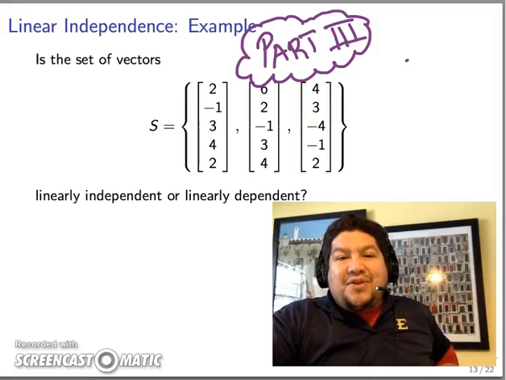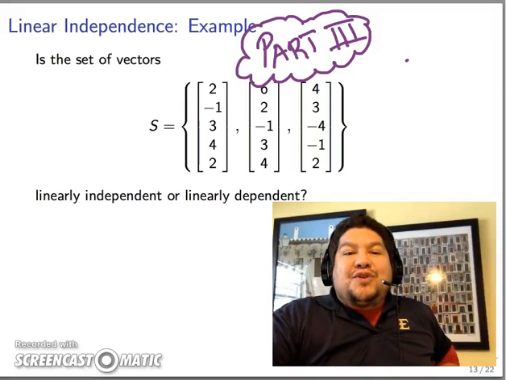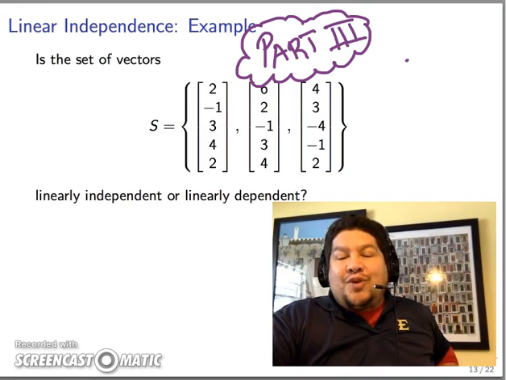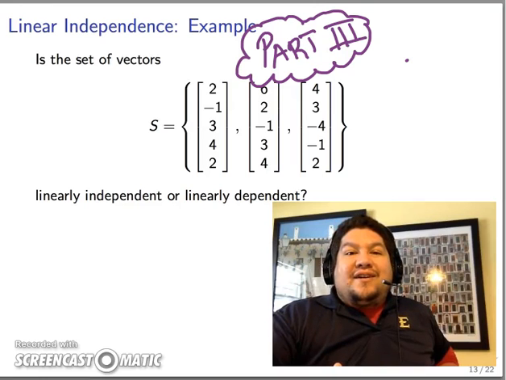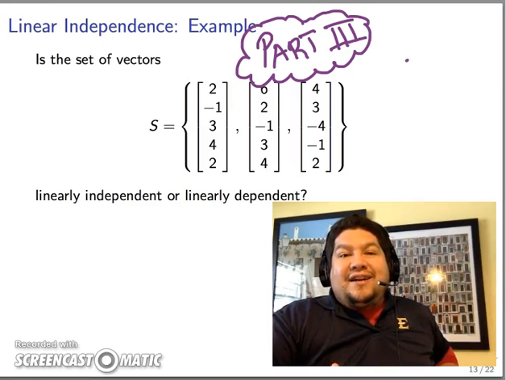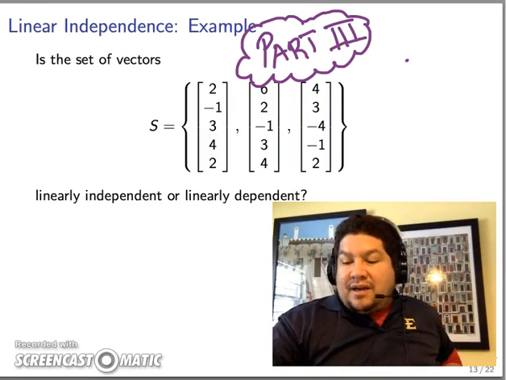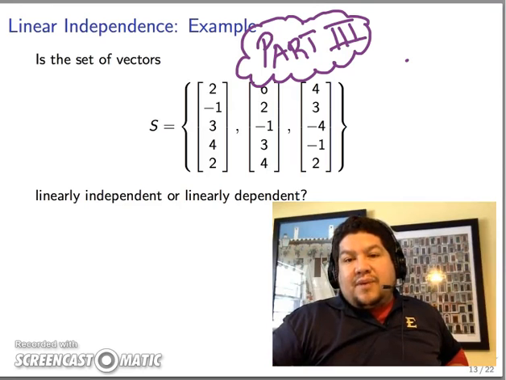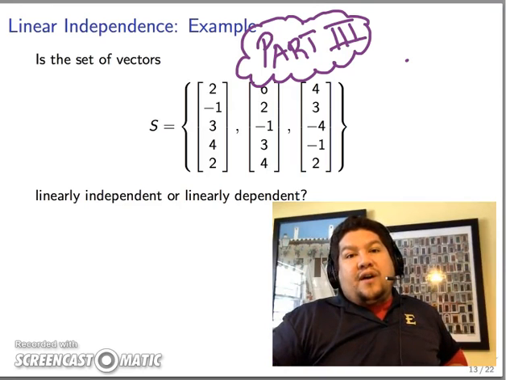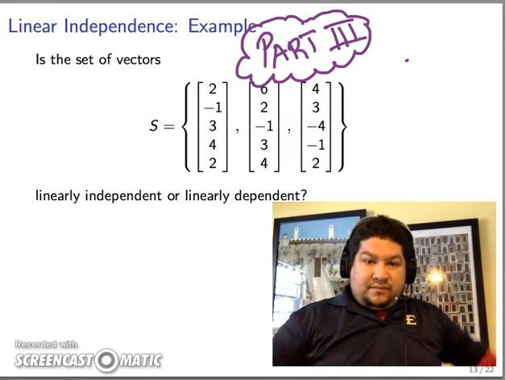Hello, this is part 3 of the lecture on linear independence. So we are now in the business of determining whether or not a given set of vectors is linearly independent, or on the other hand, that set may be linearly dependent. And so we last established the connection between addressing independence and solving a homogeneous system of equations.